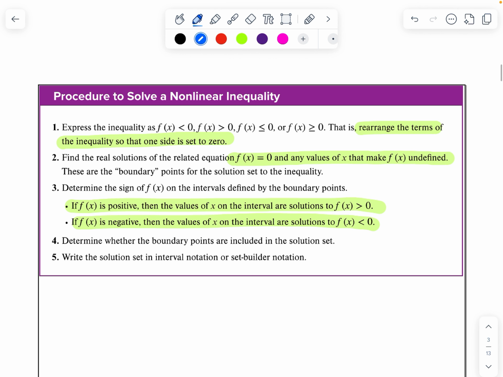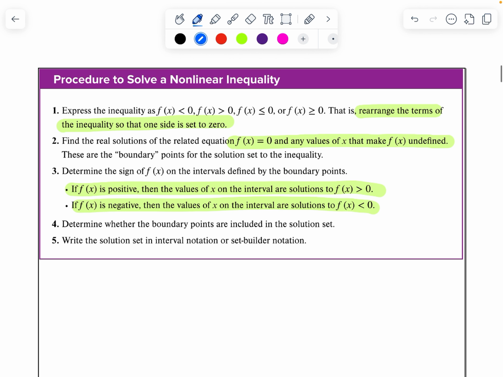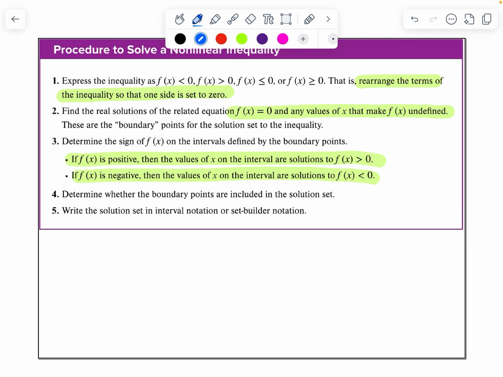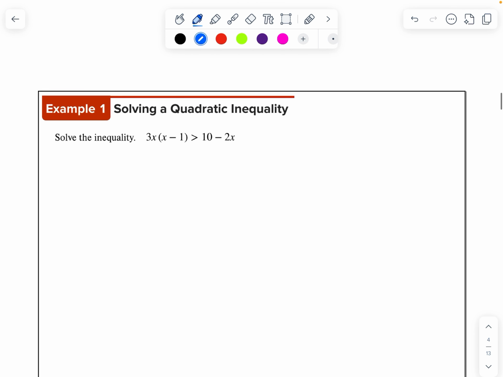Here are some steps that we can use to solve inequalities that are not linear, so polynomial inequalities and rational inequalities. What we want to do is arrange everything so that it's equal to 0 or greater than 0, less than 0. We want it to where 0 is on one side. Then we want to solve it as if it were an equation. We're going to put those solutions that we got to the equation on a number line, and then we're going to check around that to see which pieces of the number line, which ranges, which actual parts of the domain work.